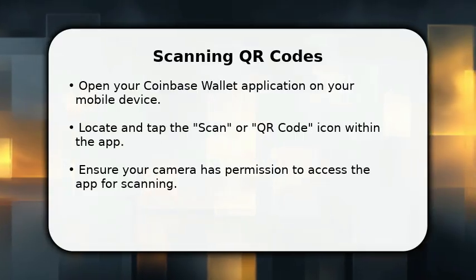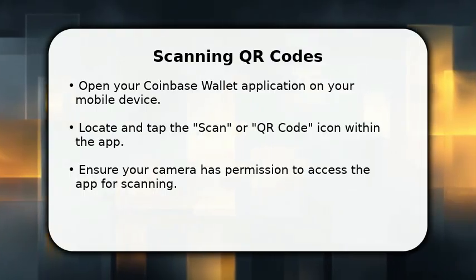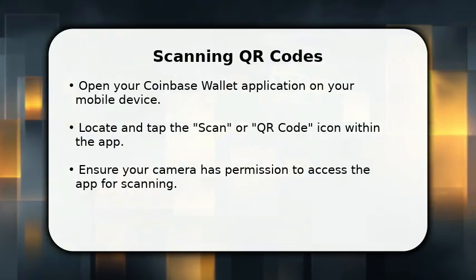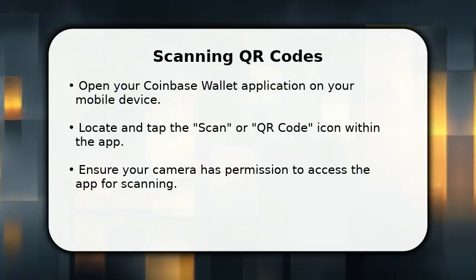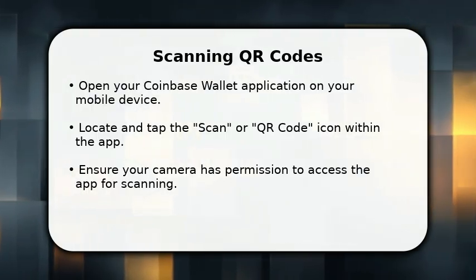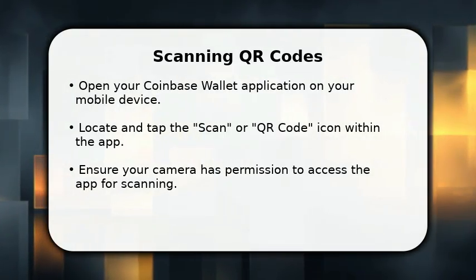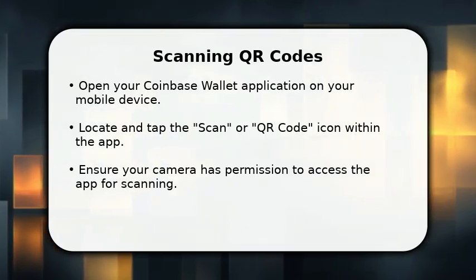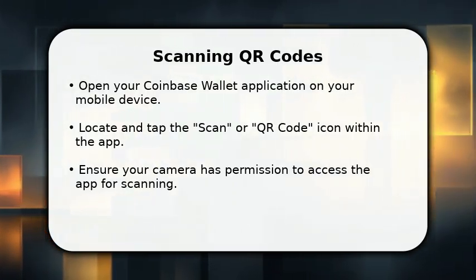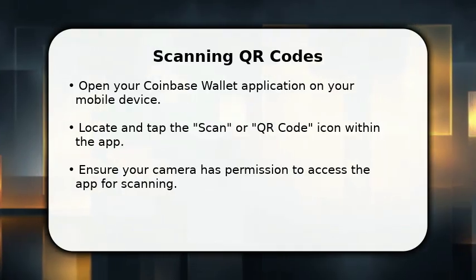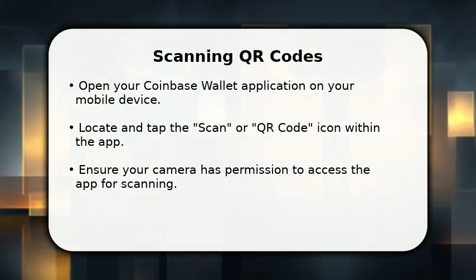In this video, I will explain how to scan QR codes with your Coinbase wallet. First, open your Coinbase wallet application on your mobile device. Look for the scan or QR code icon, usually found on the main screen or within the navigation menu. Tap this icon to activate your device's camera.